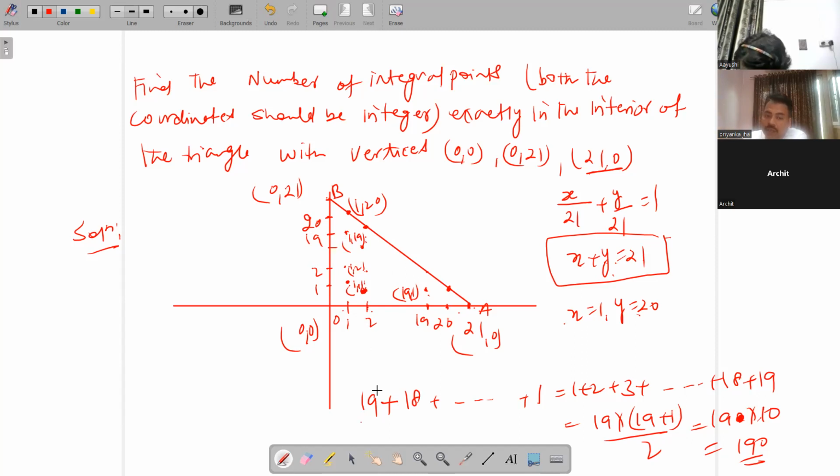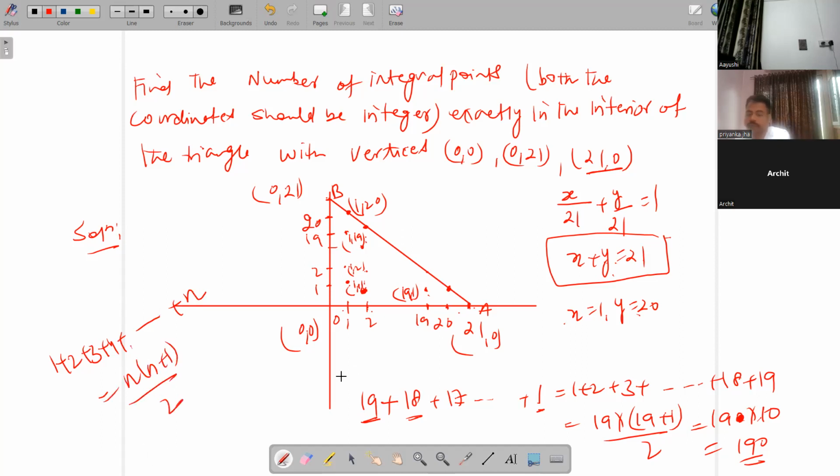So in first case we had 19 points. In second case we had 18 points. In third case we'll have 17 points, and like that it will keep coming down to 1. And then this is the sum of first n natural numbers, that is n into n plus 1 by 2.